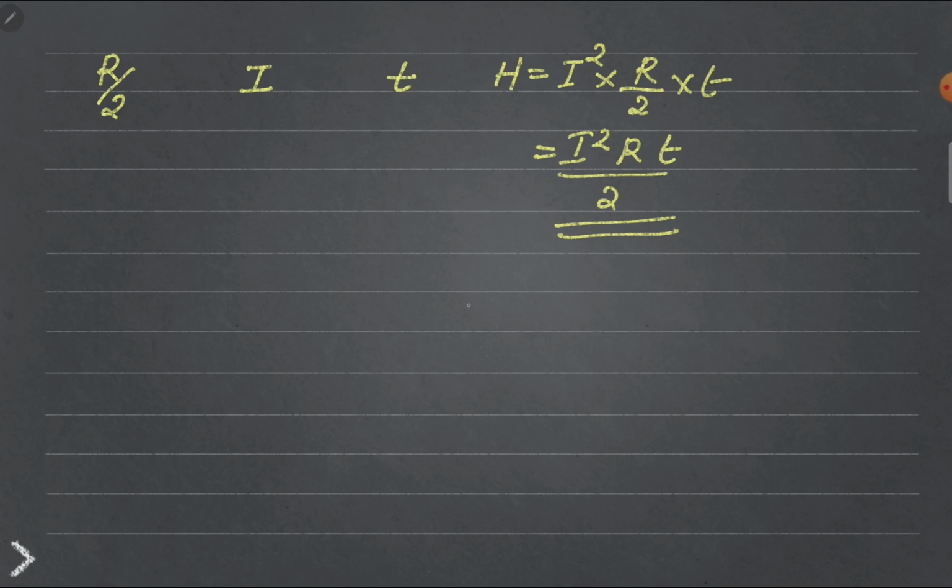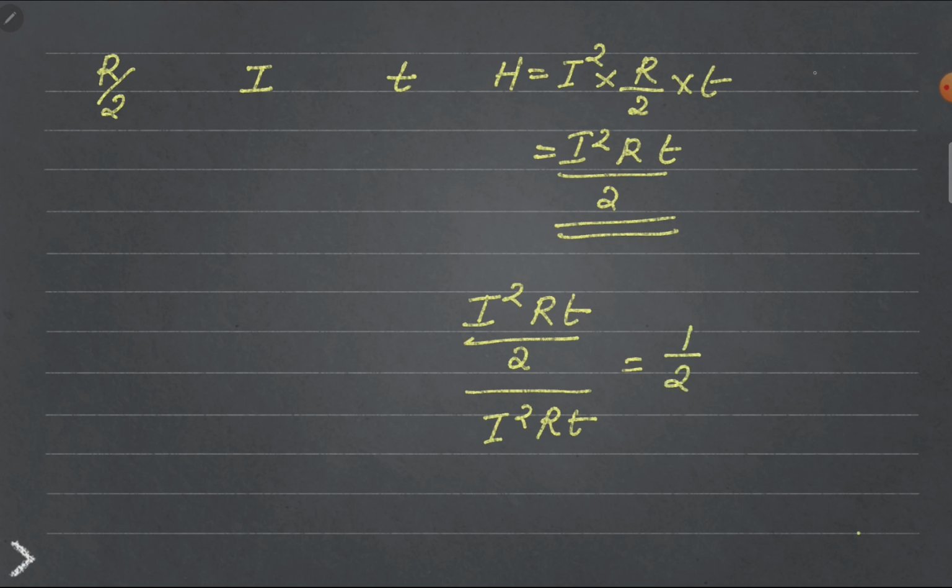Let us compare the heat generated now with what we had first. So it will be I square RT by 2 divided by I square RT, which shows the answer is 1 by 2. So the change in heat is now half. Heat has been changed to half its initial value. So change in heat should be written as half.